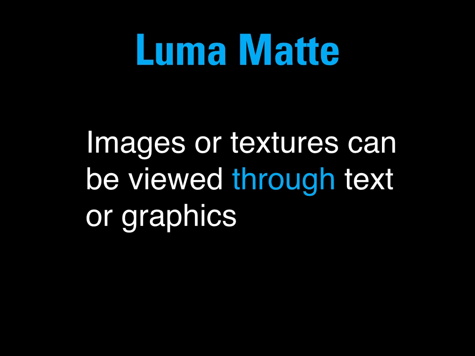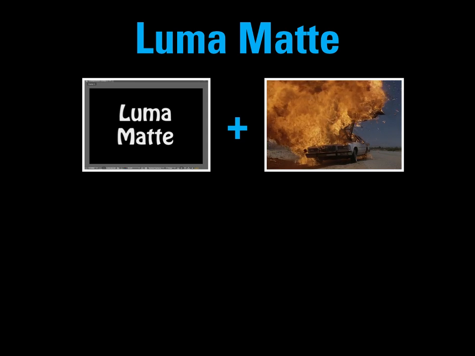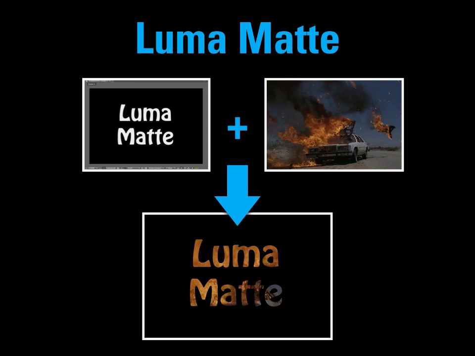A LumaMat is a type of matting in which images and textures can be viewed through the silhouette of text or a graphic. So this mat plus this footage becomes this.